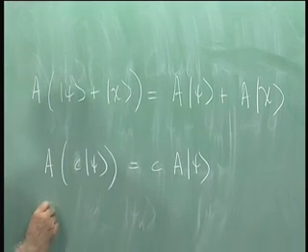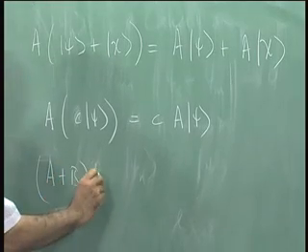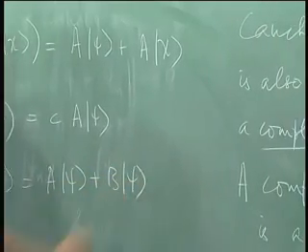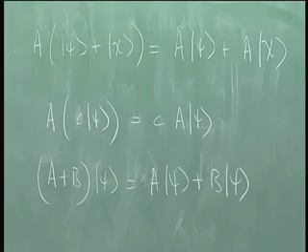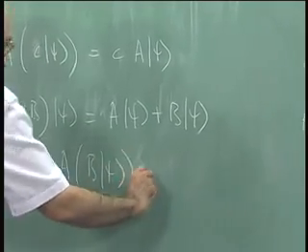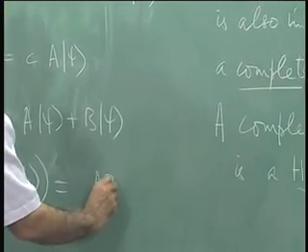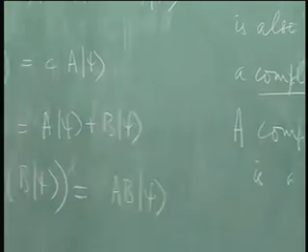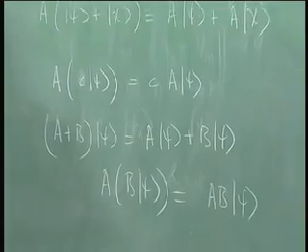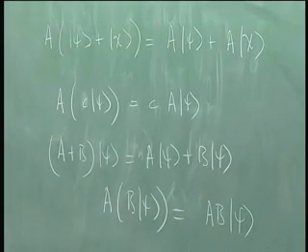Moreover, A plus B acting on psi is the same as A on psi plus B on psi. If A and B are linear operators, then this is also true. And A acting on B psi is the same thing as AB acting on psi. By definition, this is the way I define what is meant by the product of two operators, just successive operation. Not the same as BA times psi, of course, because operators do not commute with each other in general, and that is the whole point.